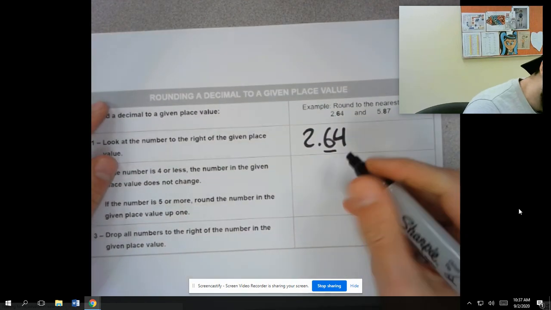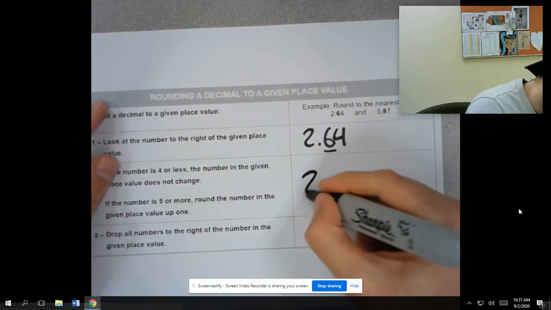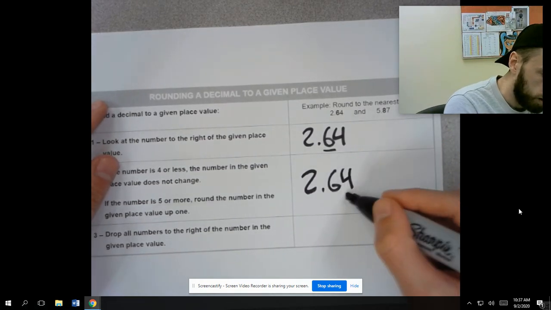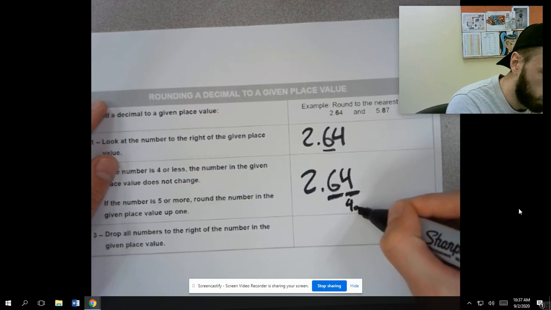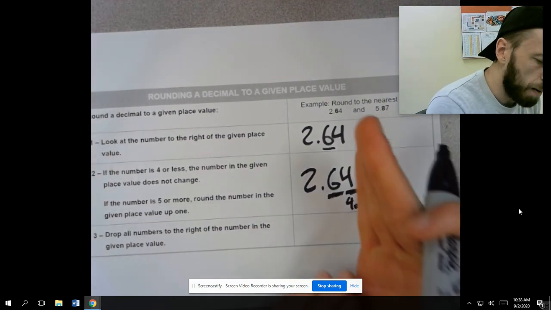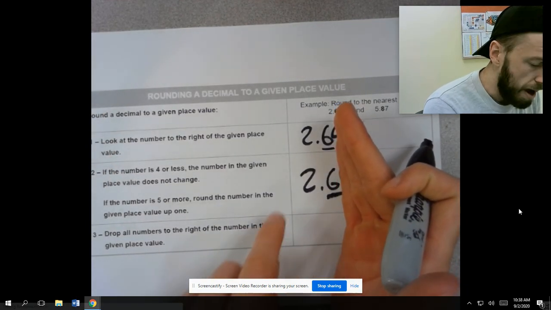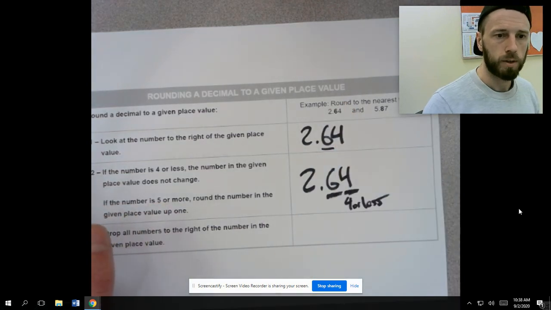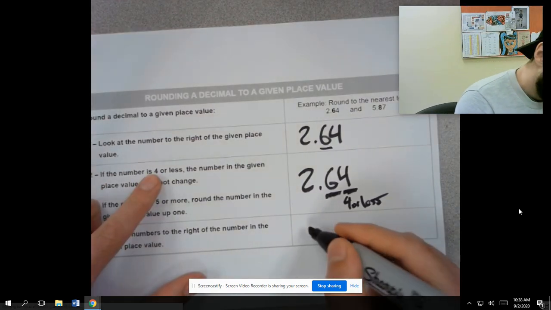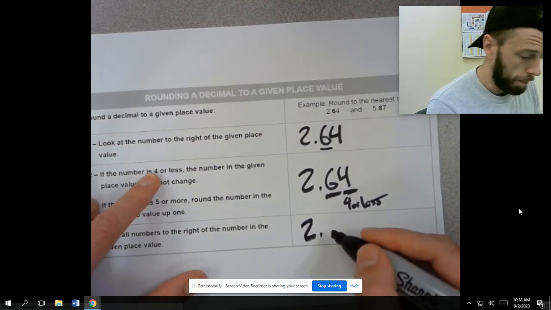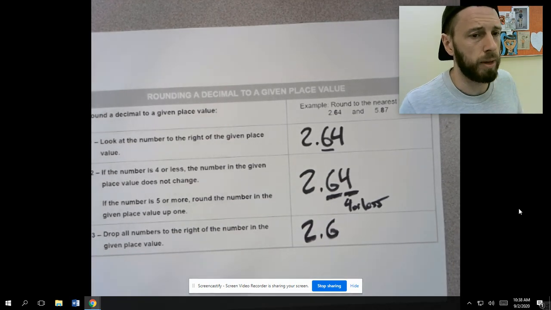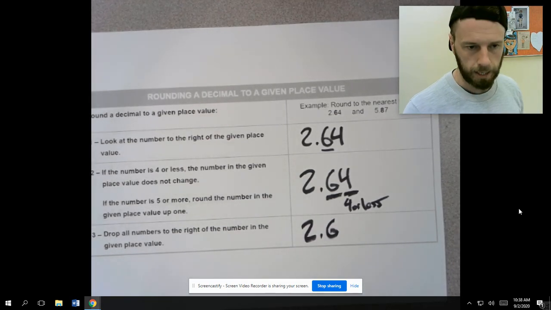So what we would do is just evaluate that at that point and say 2.6 is what it's going to be, because we looked at the 4 and it is 4 or less, and that tells us to keep it the same. So then what you do is every number after that place that you just rounded to, every number after the 6, we drop off. So instead of this being more complicated, rounding makes it less complicated. Not necessarily smaller, but less complex, to just 2.6. So instead of 2.64, let's just round that to something a little bit easier to work with. So we're going to round it to 2.6.